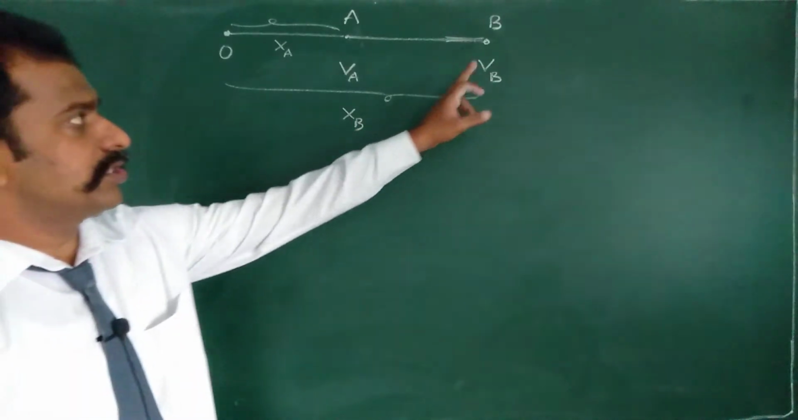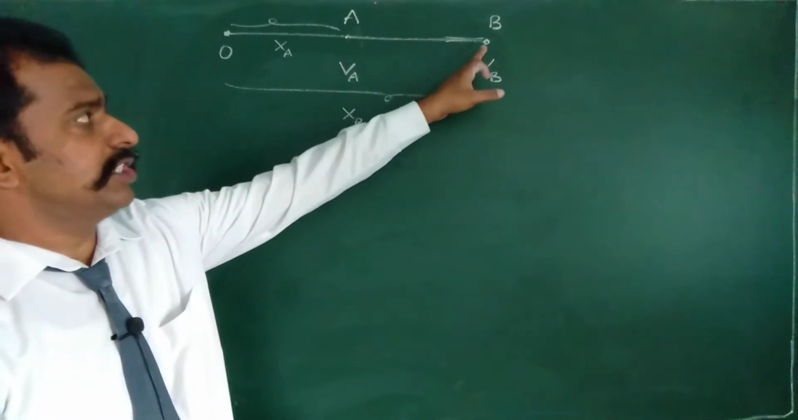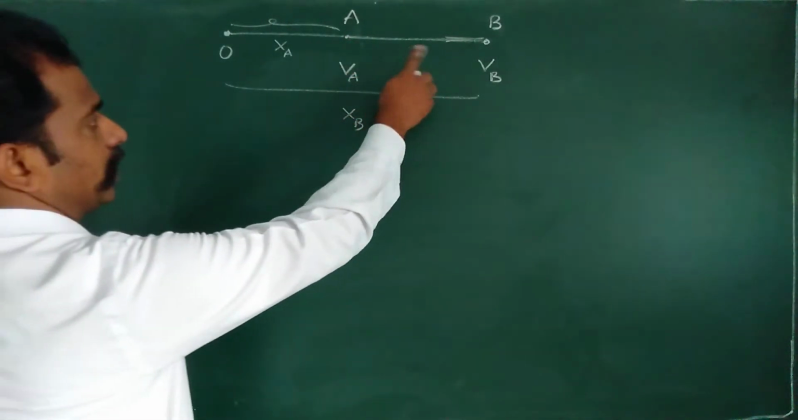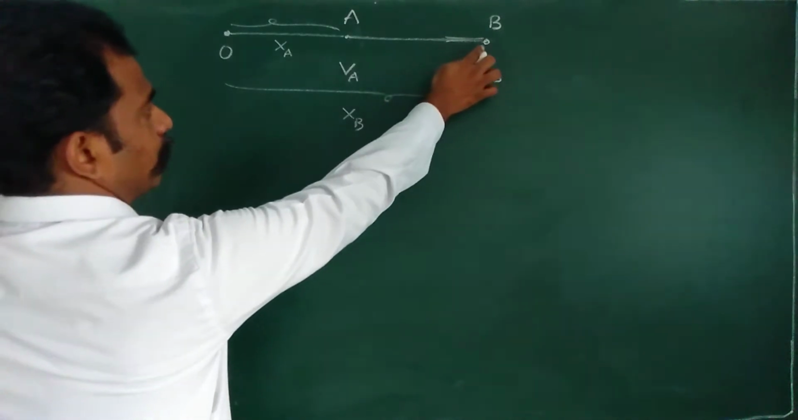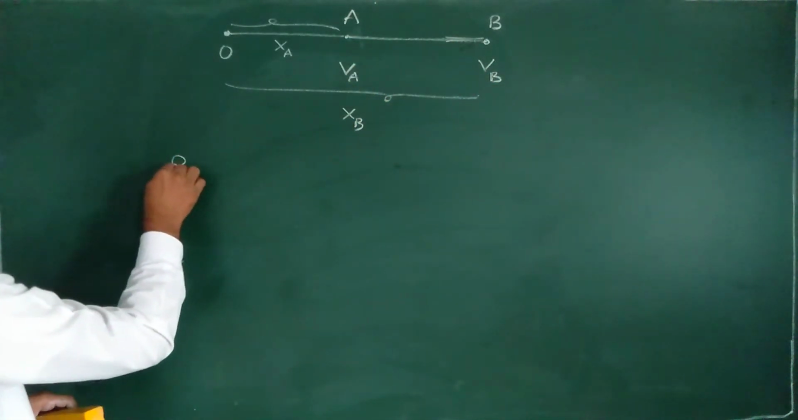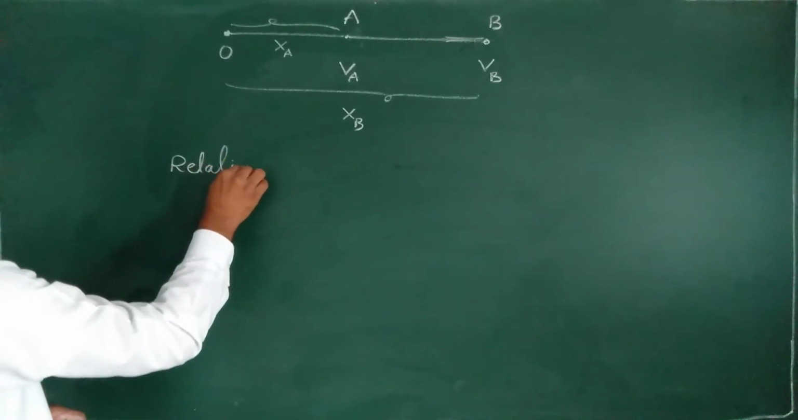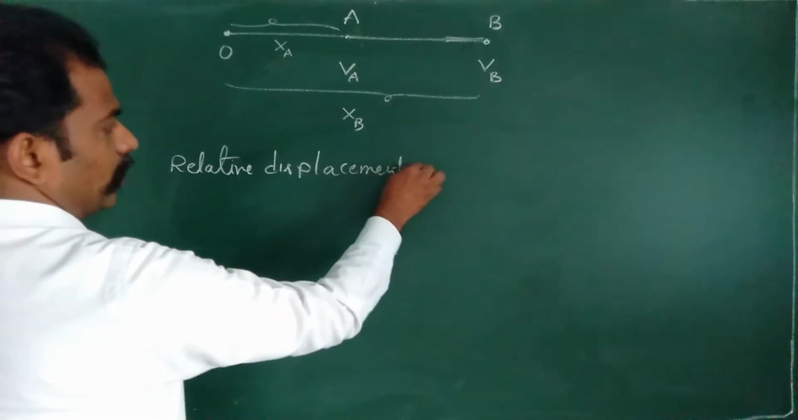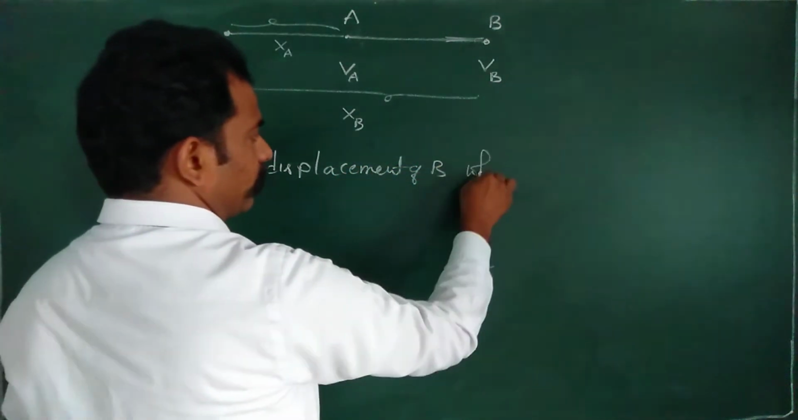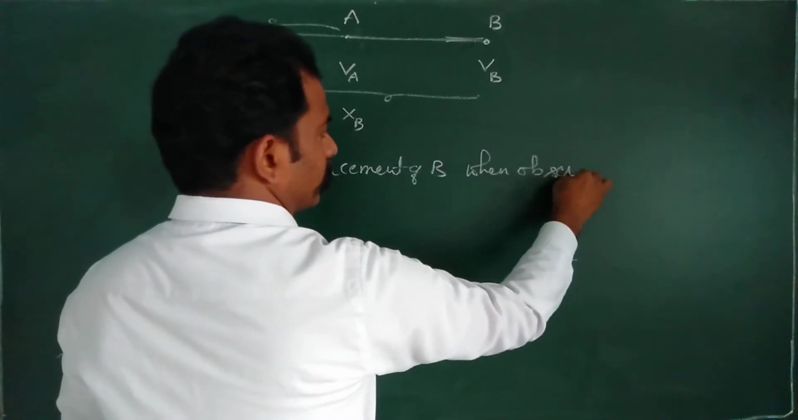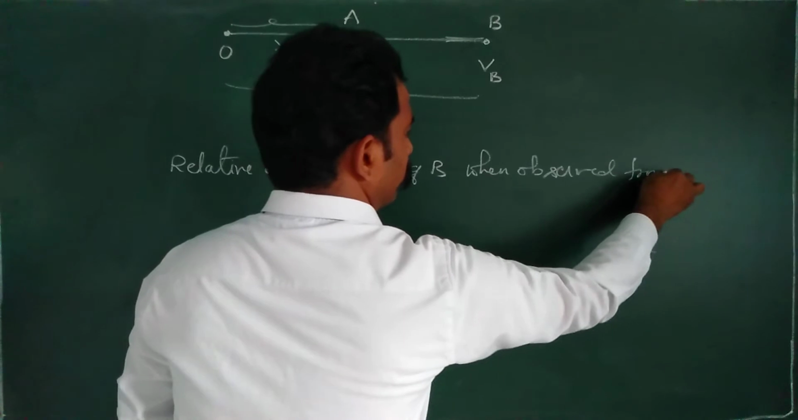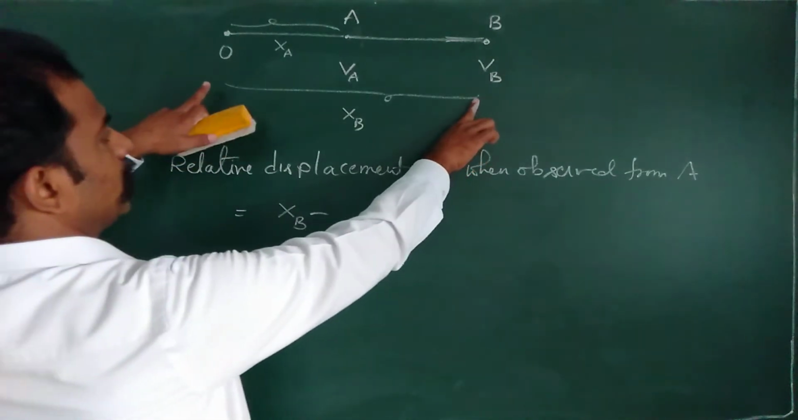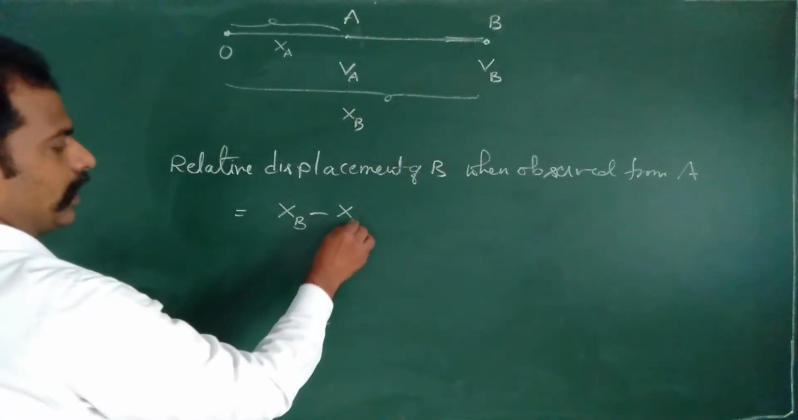Now what is the relative velocity of B with respect to A? That means the velocity of B when observed from the point A. It is nothing but the rate of change of relative displacement of B with respect to A. So the relative displacement of B when observed from A is equal to XB minus XA, the total displacement minus this displacement.